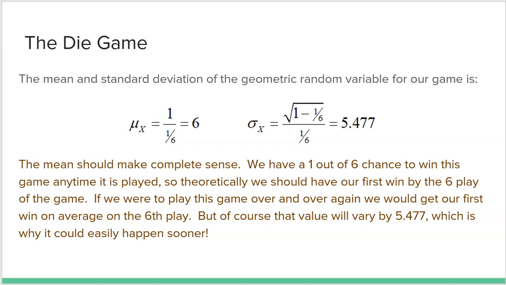Obviously, it could happen sooner though. For example, the most likely outcome is that it happens on the very first toss. So that is why there is a standard deviation here, and the standard deviation is quite large, 5.477. That is because it's much more likely to happen sooner, but we would certainly expect it to happen by the 6th trial. And again, an expectation is exactly the same as a mean. The other idea is that it could go past 6, it could go 7, 8, 9, but that would get more and more unlikely.